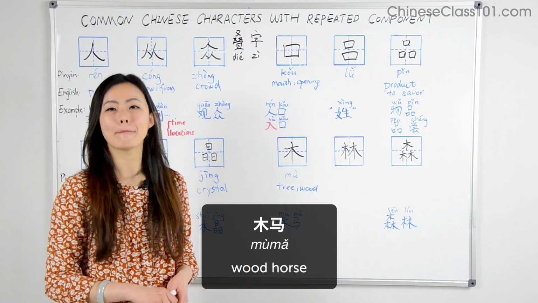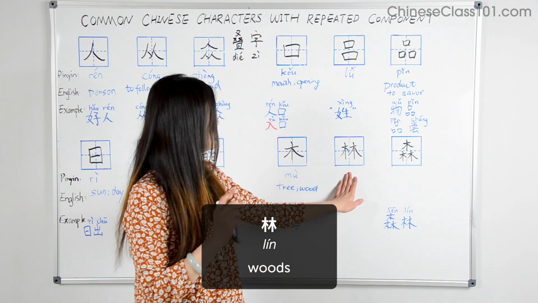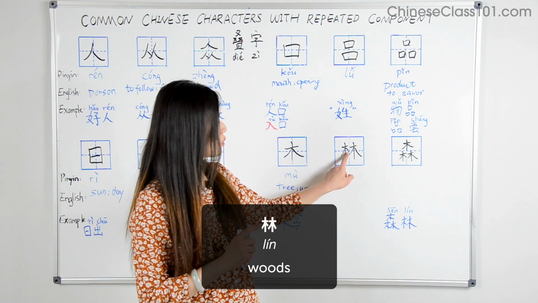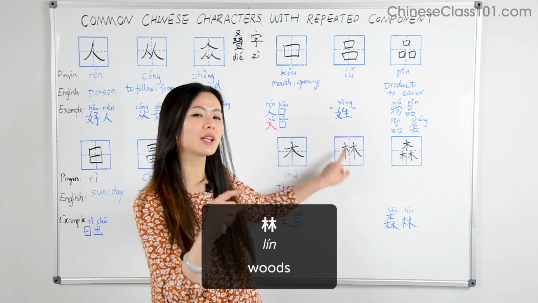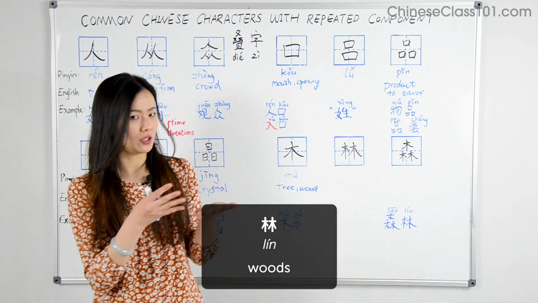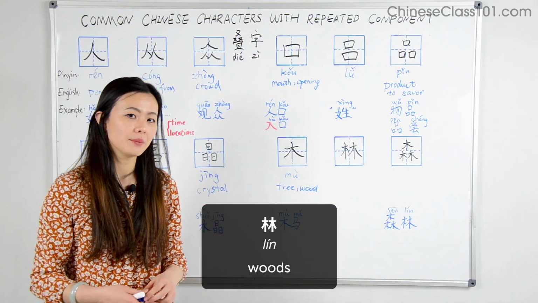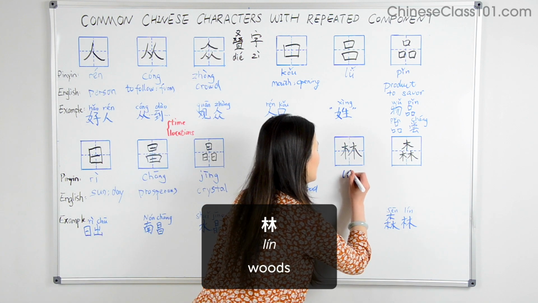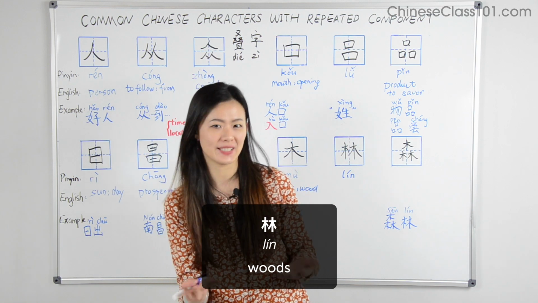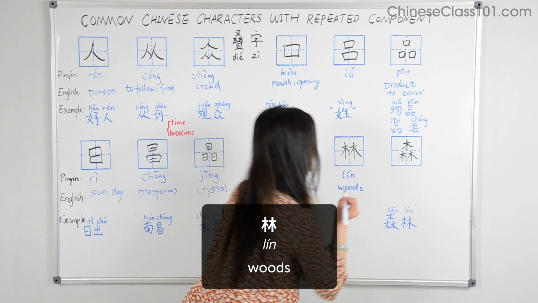木马. Now, the next Hanzi has two 木 side by side, but notice the stroke becomes a little shorter, because when we combine components to make new words, some of the shapes will be changed a little bit, just as in 林, two 木 side by side. It's pronounced as 林. So two trees becomes woods. Woods. So it's more than one tree.